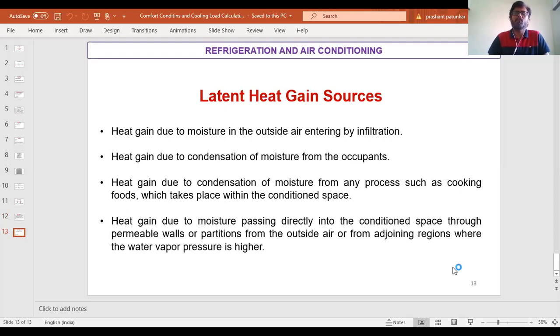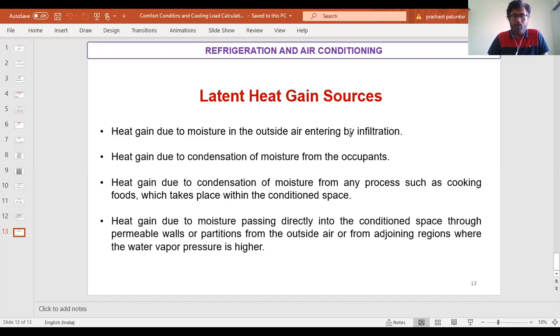So that's all for this particular lecture on refrigeration and air conditioning. And the two important points that we have discussed in this session: the first point that we came across was the comfort of the human being, or the comfort conditions, and the second is the cooling load calculation. What are the different sources that should be taken into consideration before designing any air conditioning or refrigeration equipment? We should classify the sensible and the latent heat sources.